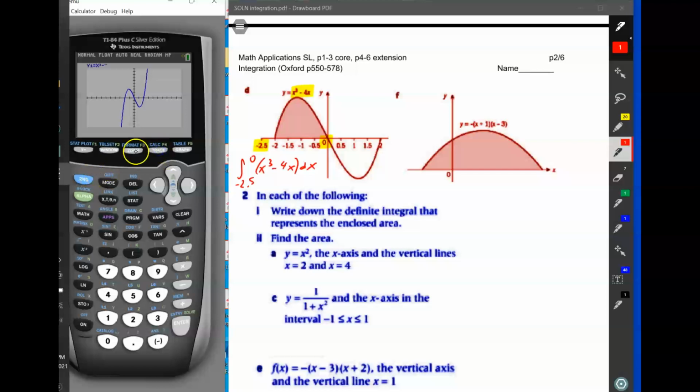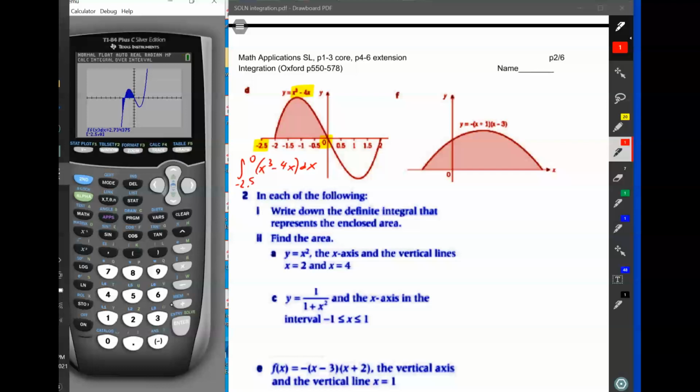Did that go? No. Let's try one more time. Second calc, 7, and then we'll go from negative 2.5, oops, 2.5, enter, 0, enter.